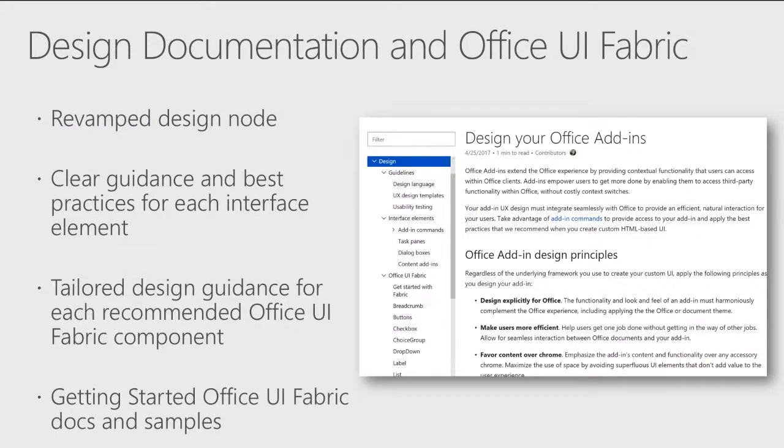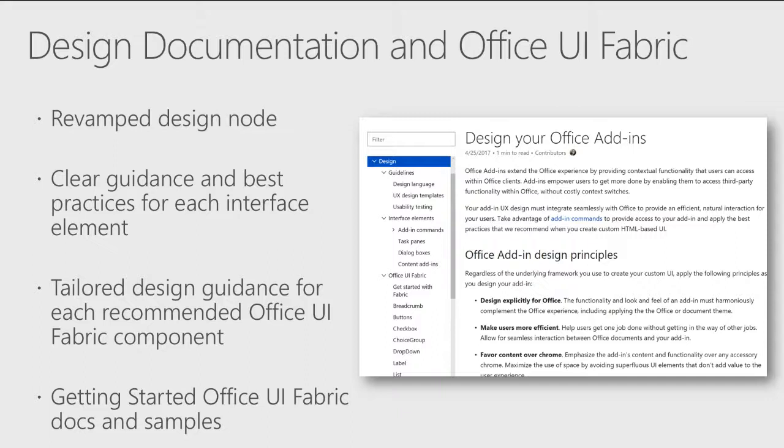Last but not least, we also have revamped design documentation and more guidance for Office UI Fabric. If you recall, as I mentioned, Office UI Fabric is a set of components that you can use in your add-in. Components such as buttons, breadcrumbs, drop-downs, icons, fonts, and a lot more. What we have now is a lot more design documentation and guidelines to help you better use those components. Office UI Fabric provides a lot of components, but sometimes not all of those components actually make sense in the context of an add-in.